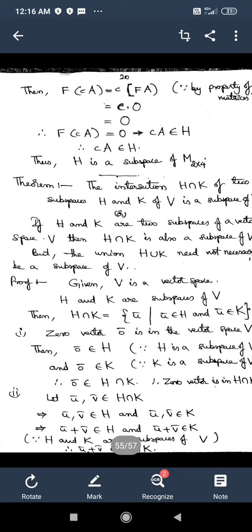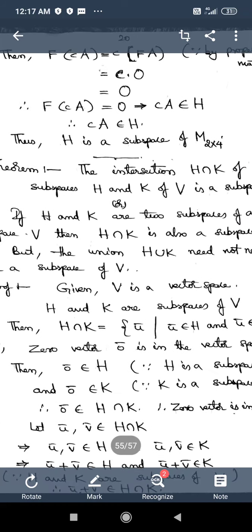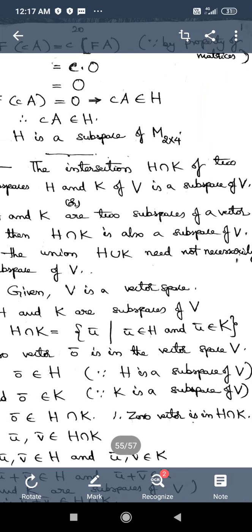So next, moving on to vector addition, is it satisfied in H intersection K or not? To verify that, we need two vectors u bar, v bar. I have taken them in H intersection K, and if u bar, v bar belong to H intersection K, then we can say that those two elements are elements of H and at the same time elements of K also.